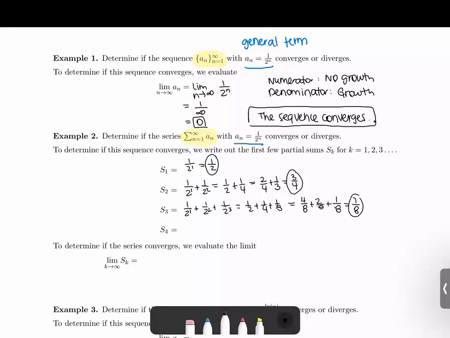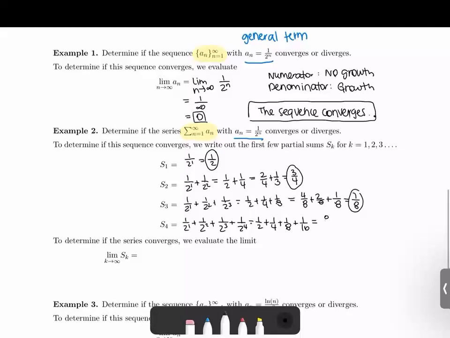Okay, lastly, I'm going to go ahead and do S4. So that means we're adding up the first 4 terms. So that means we're adding up 1 over 2 to the 1 plus 1 over 2 squared plus 1 over 2 cubed plus 1 over 2 to the 4th, which is adding 1/2, 1/4, 1/8, and 1/16. So again, our common denominator here is going to be 16. So 8 over 16 plus 4 over 16 plus 2 over 16 plus 1 over 16 all adds up to 15 over 16.